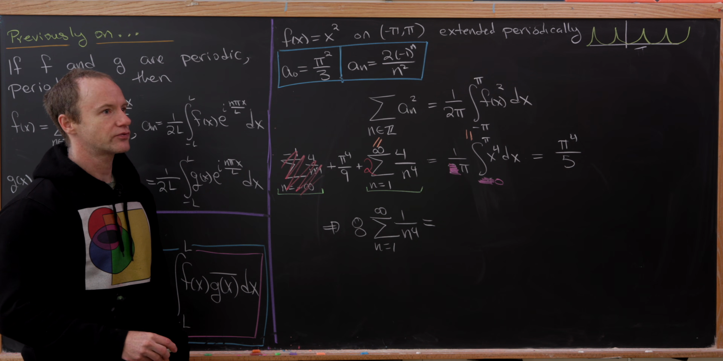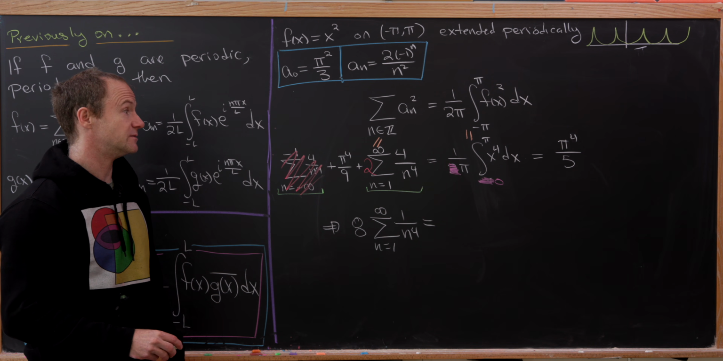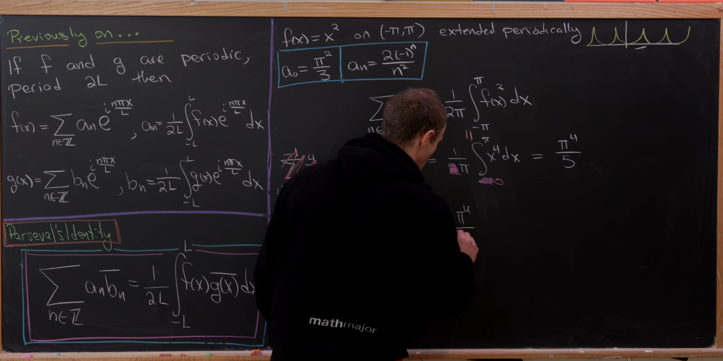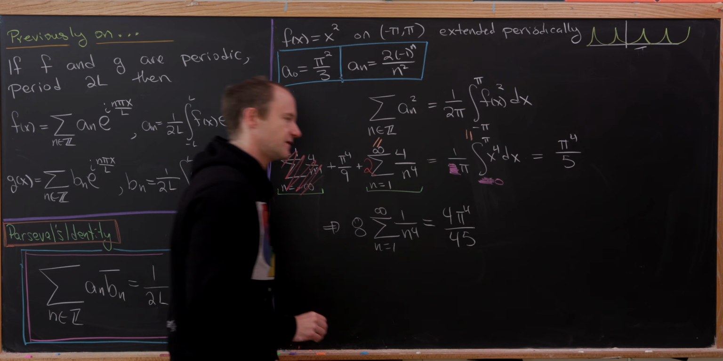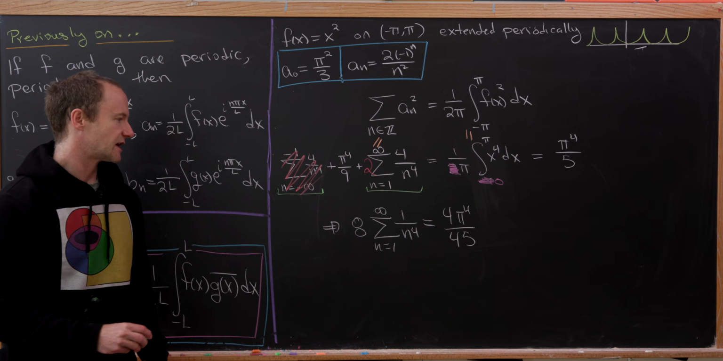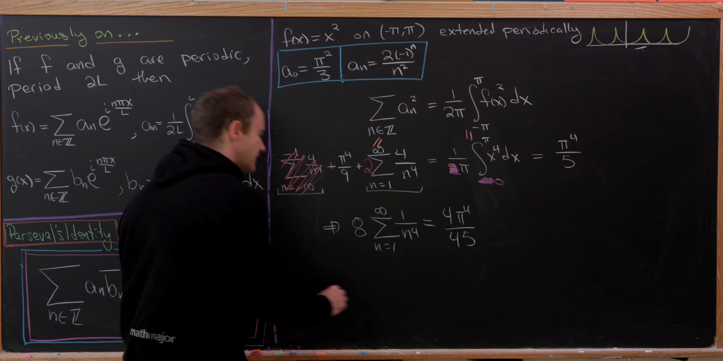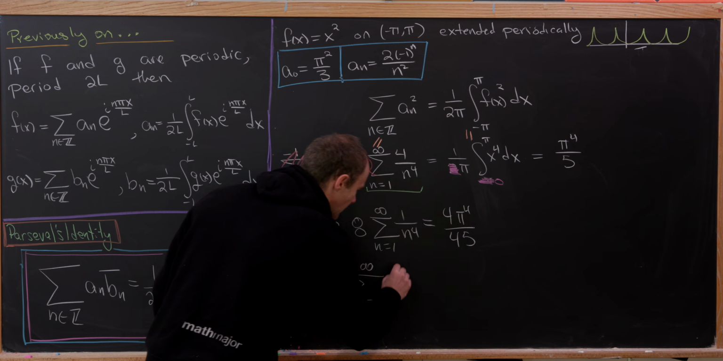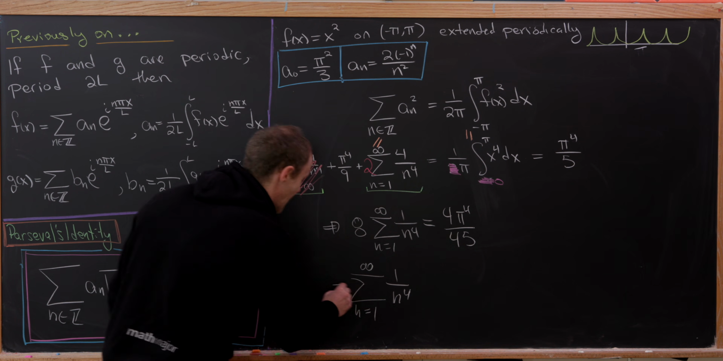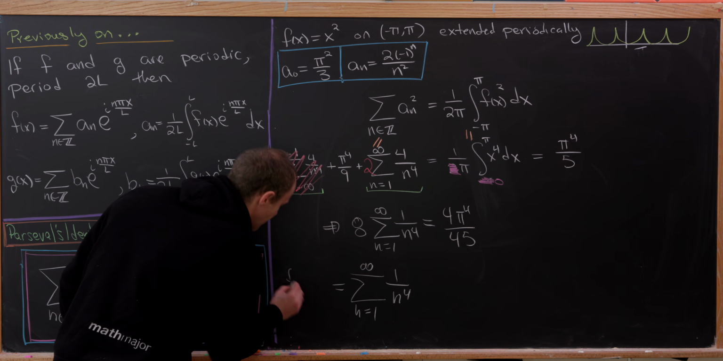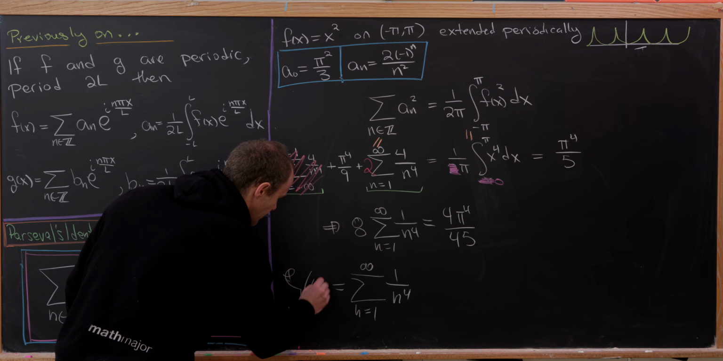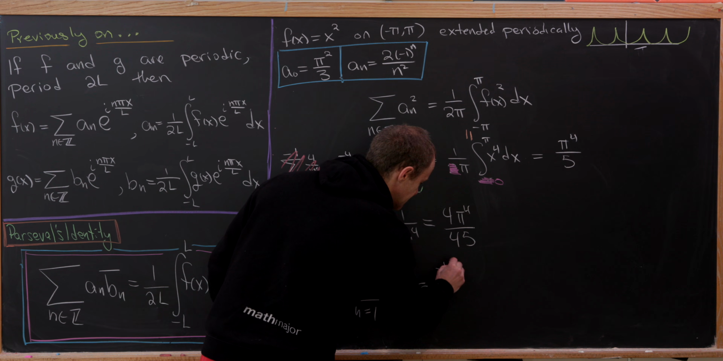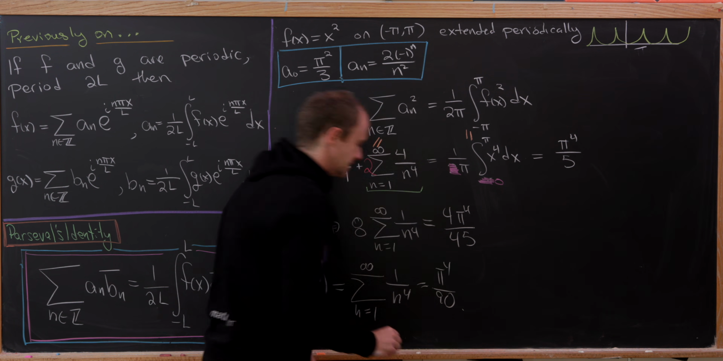But that can pretty easily be calculated to be 4 times pi to the 4th over 45. Again, that's pretty simple calculation. But now we can divide both sides by 8 and we get the familiar value of, well, what is in fact the zeta function evaluated at 4. And that is pi to the 4th over 90.